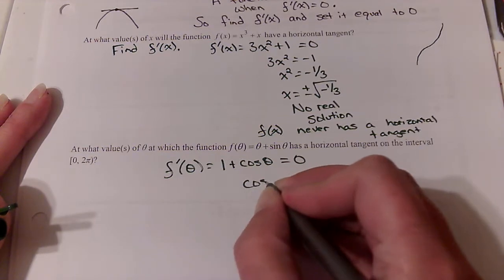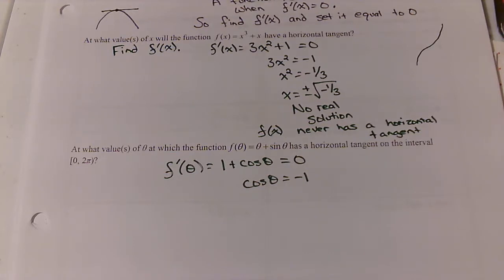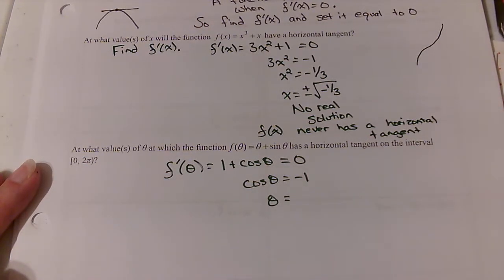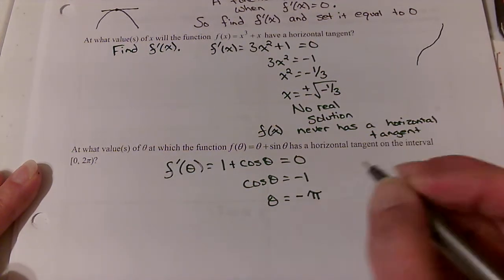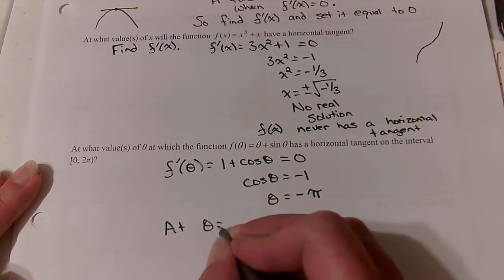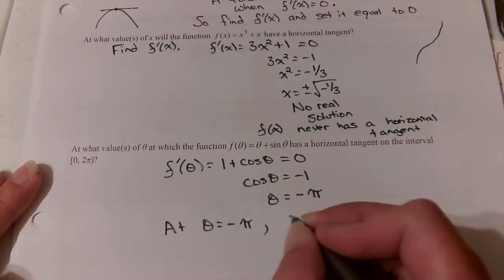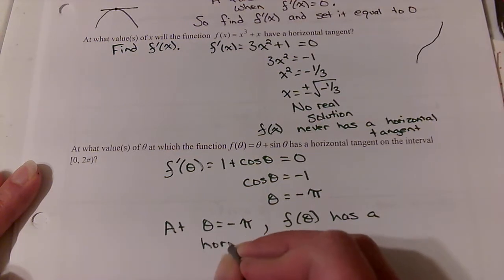So I can subtract 1. So where does cosine equal -1? Well, that's at, round on the circle, that's at -pi. So I would answer the question as saying at theta equals -pi, f of theta has a horizontal tangent.